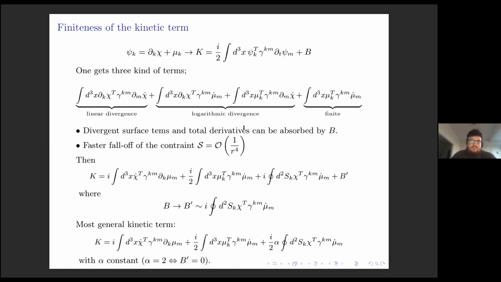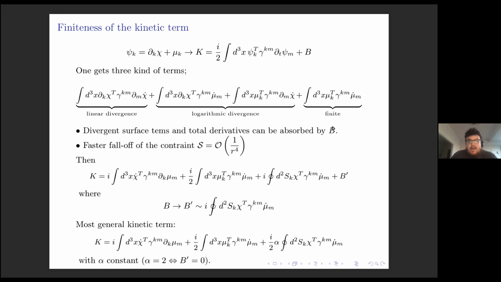and we have a finite term. Okay, so divergent surface terms and total time derivatives and spatial derivatives can be absorbed by a redefinition of B that is arbitrary, so we can choose it as we want. And we have to ask as well, as I told you in the last slide, that the constraint should go faster, like in this way. So the kinetic term will take this form here.